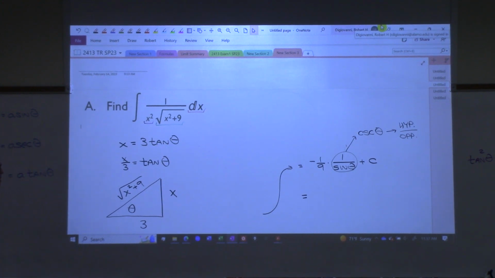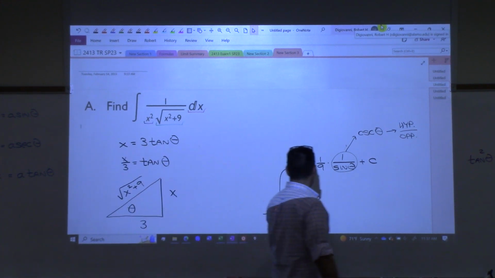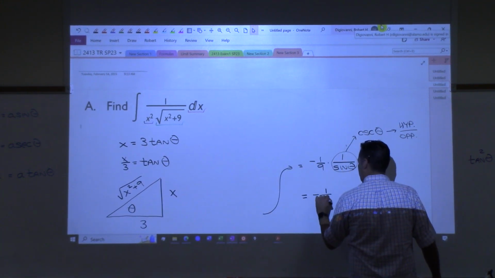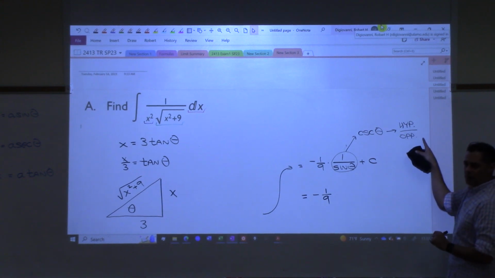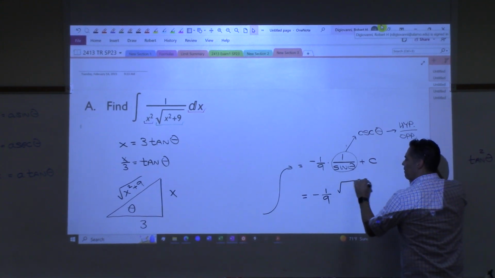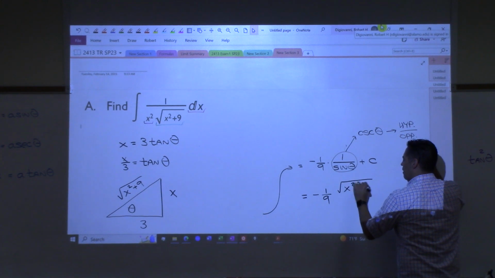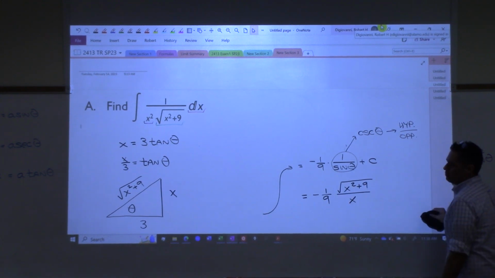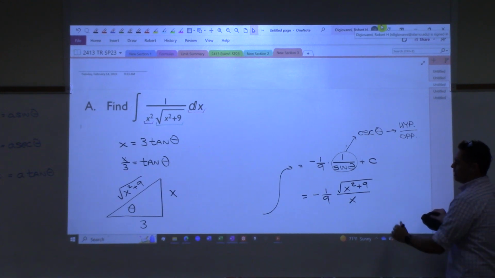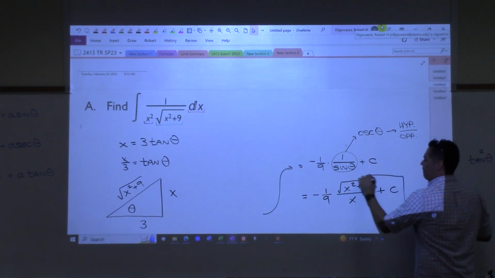Okay, here we go. I'm ready for an answer here. -1/9, and then we're going to go ahead and do hypotenuse over opposite. So square root of x squared plus 9 over x plus c. Thank you. We're done.